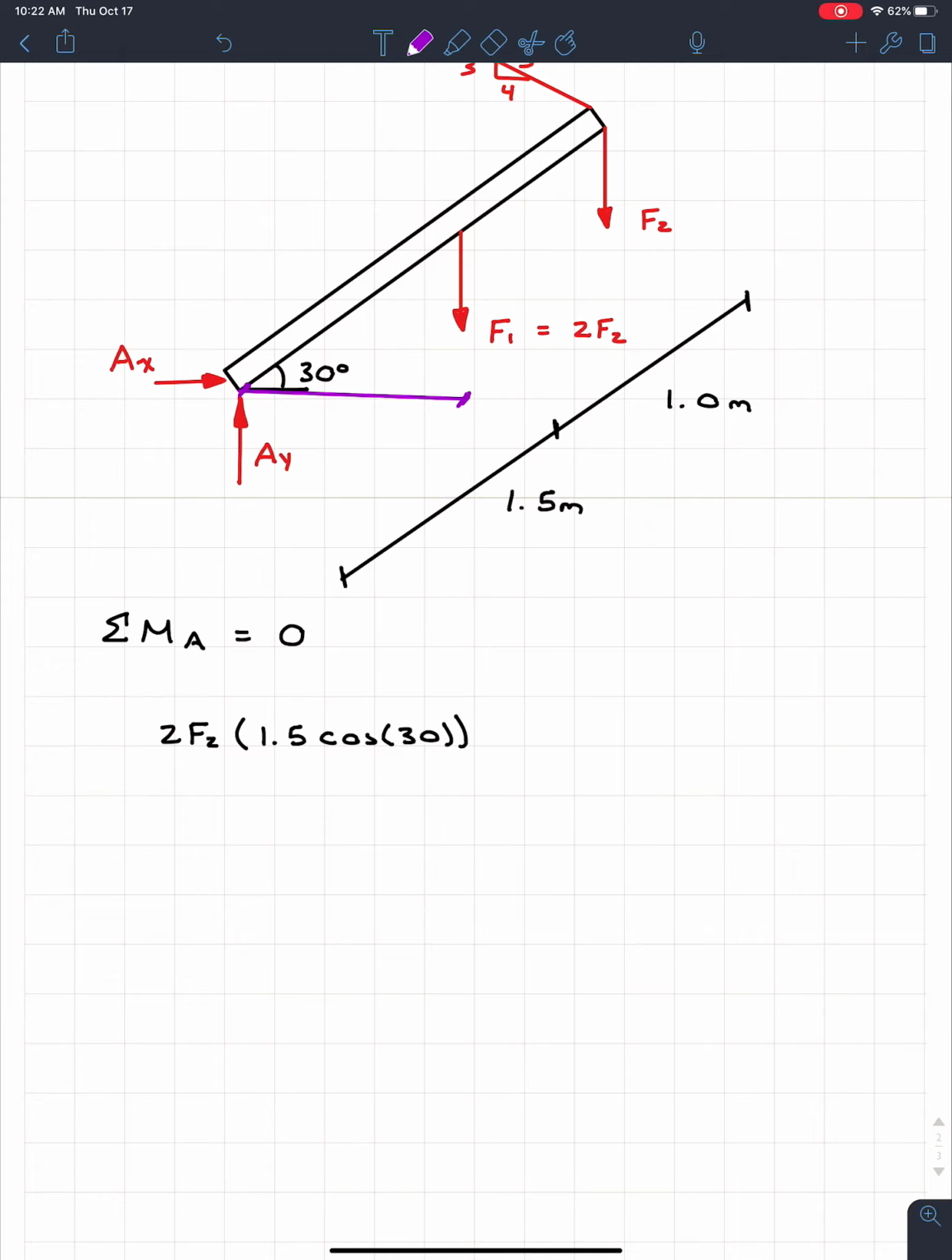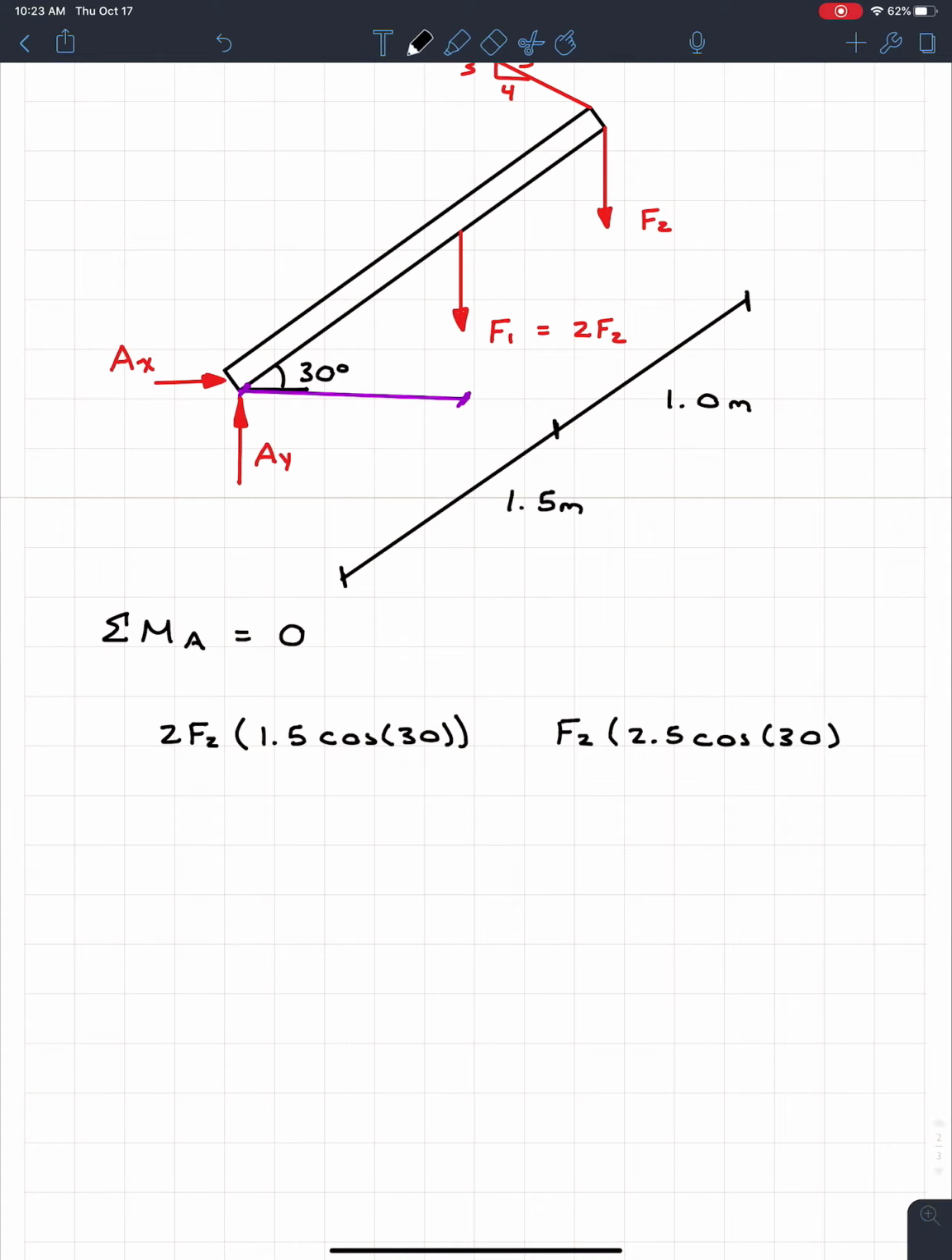All right, so now we can move on to the next force, which is F2. So we're going to go F2. And then for this distance, we're also going to want that horizontal distance. In this case, it's going to be 2.5. So that's the 1.5 plus the 1.0 times cosine of 30.